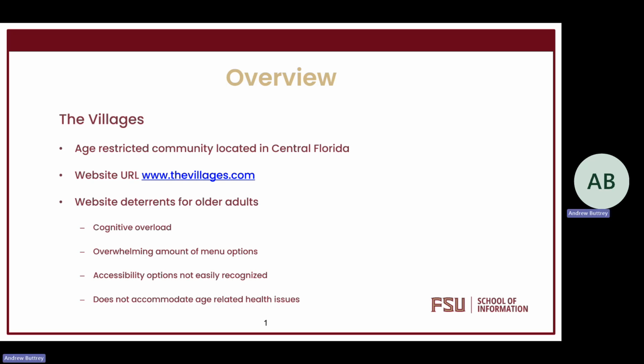When reviewing the website, I identified several design issues that may negatively affect older adults. First, the homepage contains streaming video content and numerous navigation options, which can create cognitive overload. Second, accessibility features are available, but difficult to locate because the accessibility icon blends into the page. Finally, the website does not fully accommodate common age-related challenges such as declining vision, reduced working memory, and difficulties navigating complex interfaces. These barriers can discourage older adults from finding the information they need.